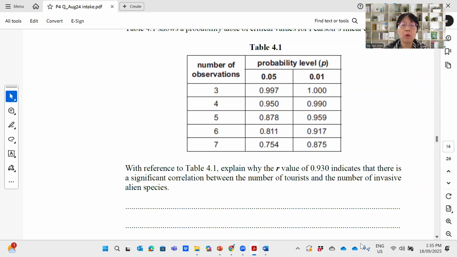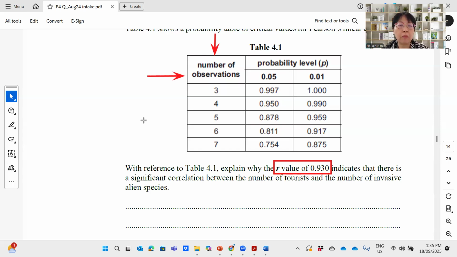So with reference to table 4.1, explain why the R value of 0.930 indicates that there is a significant correlation between the number of tourists and the number of invasive alien species. So this is question number 4. Okay, so the mark scheme is 2 marks. So first mark is given for, okay, I show you the arrow, then you know how the examiner marks, look for the answer, okay? First, you must get this correct, and next, you must get this correct. So that means you know which one is the correct one to refer to make conclusion.